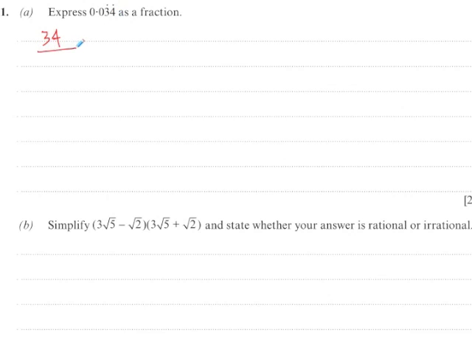So that is the same as saying 34 over 1000, but you can still simplify this fraction, so that's the equivalent of 17 over 500. So the fraction is 17/500ths.